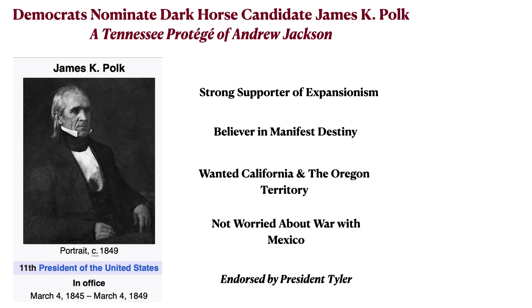The Democrats nominate a dark horse candidate, James K. Polk. He was from Tennessee and was a protege of Andrew Jackson. He was sometimes called Young Hickory. But Polk was a very strong supporter of expansionism, a very strong believer in manifest destiny. And he wanted a lot. He wanted not just Texas, but he wanted California.